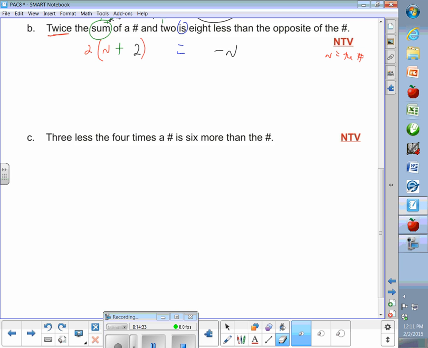The only question is, is it 8 minus n? So again, you got to be careful. That's what makes word problems tricky. Twice the sum of a number and 2 is 8 less. Isn't the left-hand side 8 less than the opposite of the number?